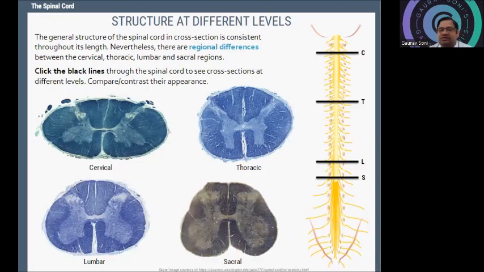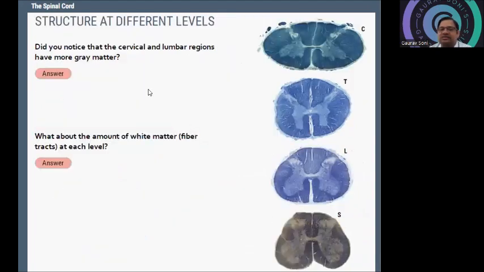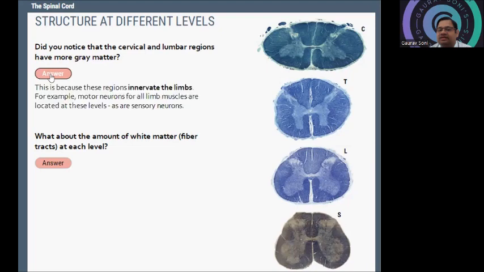Then in the sacral region, you can see the white matter is very little and the gray matter is increasing in size. One more view we can see is that the cervical region and lumbar region have more gray matter. Why? Because these regions have to innervate the limbs, upper limb and lower limb. So plexuses are going to be formed at those levels. That's why they have more gray matter.